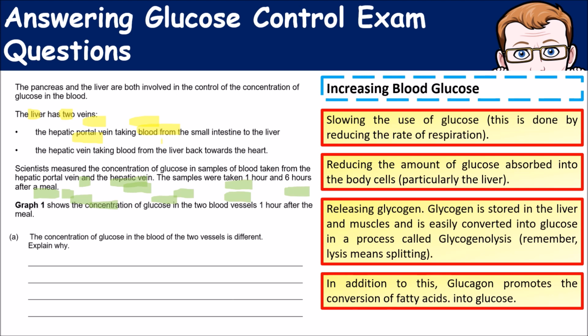Right, the samples were taken 1 hour and 6 hours after eating a meal. It's worth remembering when you eat something, your blood glucose will increase because of digestion. So graph 1, which we're going to look at in a minute, shows the concentration of the blood glucose after 1 hour. Right.